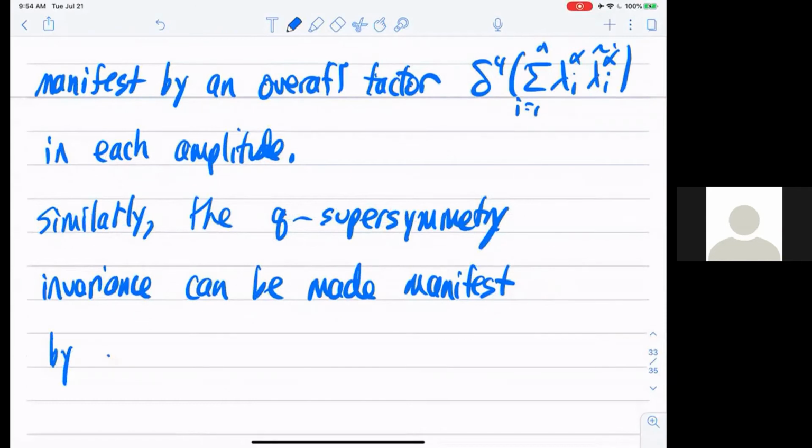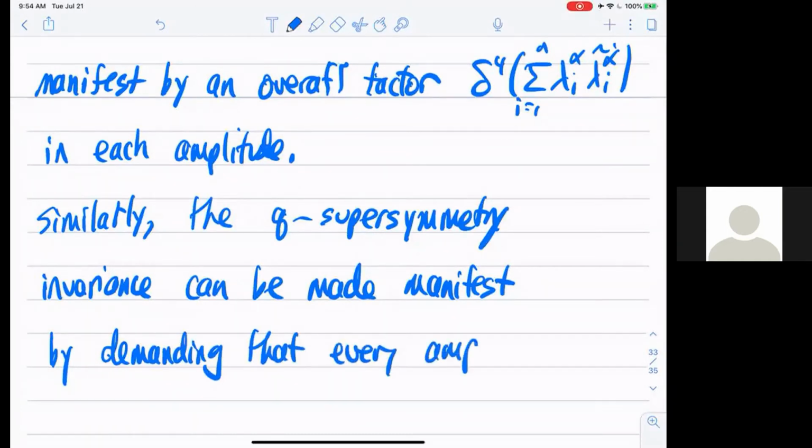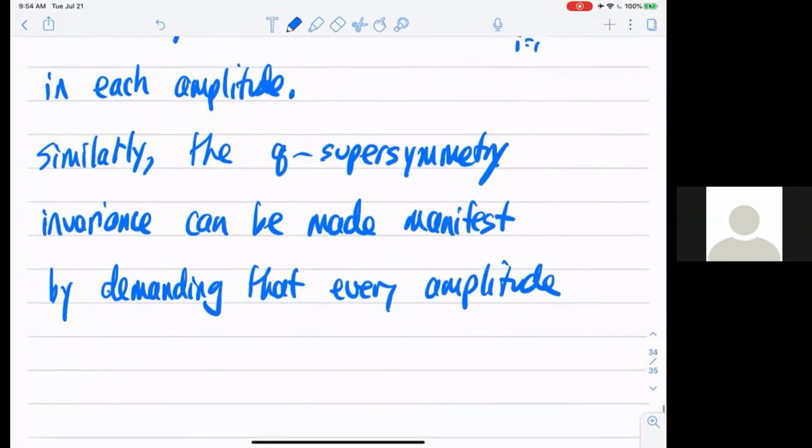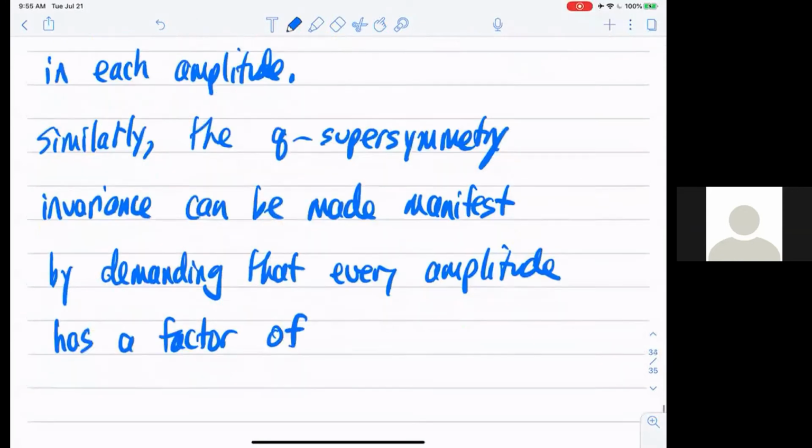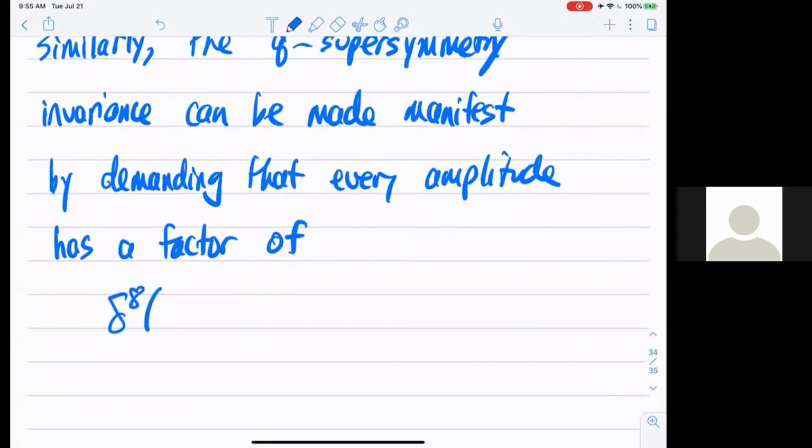by demanding that every amplitude has a factor of delta 8 of the total super momentum. Sorry, that's an alpha, not an A.